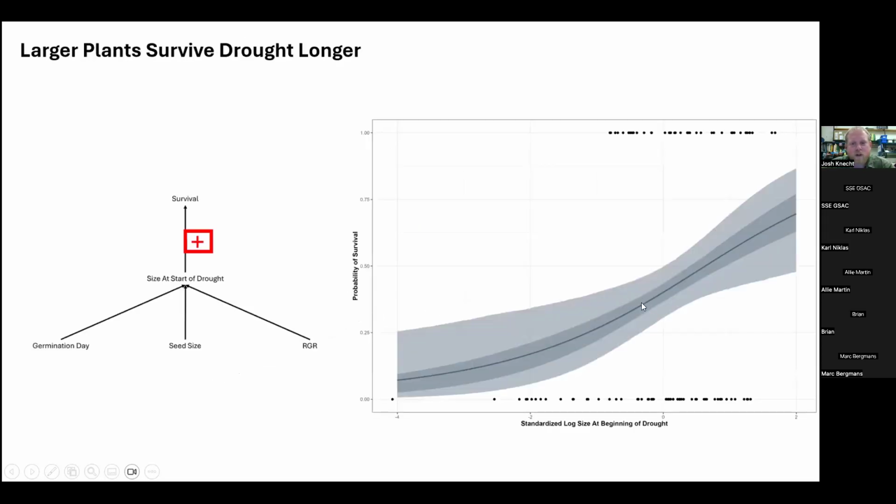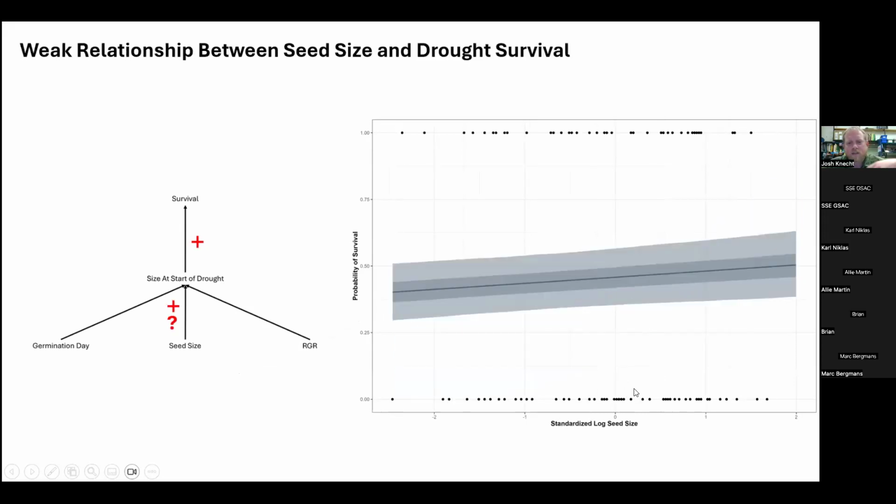And for the most part, that's what we saw. So looking at the correlation between size at the start of the drought and survival, we see a strong relationship where bigger plants were just more likely to be alive on that third day. Seed size is a little open-ended. There seems to be a weak positive relationship between seed size and survival, but there's a lot of uncertainty here. One thing I haven't explored is whether there's an interaction between seed size and germination. You might expect this to be more important closer to the day that the plants germinated.